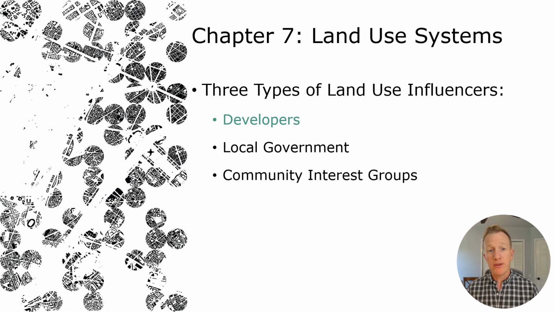So the authors, in talking about land use systems, talk about three different groups of people who influence land use decisions: developers, local government, and community interest groups. Developers have a basic desire to change land, and that can be the use of the land or it could be the density of the land.